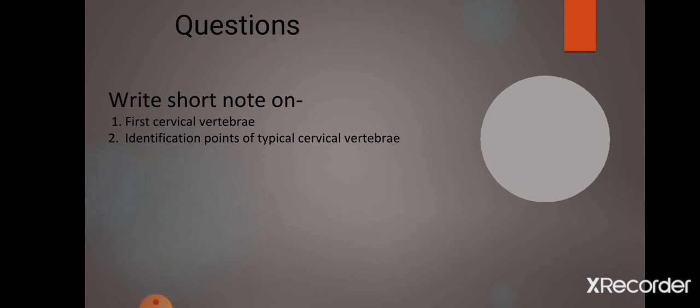Now the questions related to this topic are: write a short note on the first cervical vertebra. In this you have to mention the identifying features, anatomical features and the attachments of the atlas vertebra. Then the second question is identification points of the typical cervical vertebra. In this we have to mention the identifying features of a typical cervical vertebra, what the vertebral arch is, what the vertebral body is, and how it appears.